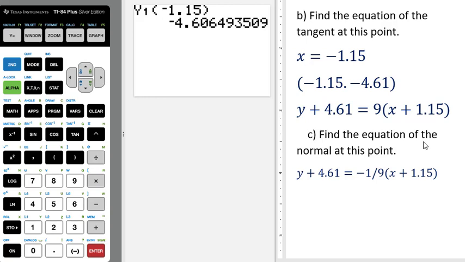For C, find the equation of the normal at this point. We just need to change this 9 into the slope of a normal line. We do the opposite and reciprocal of 9, get -1 over 9. This will be the equation of the normal line.